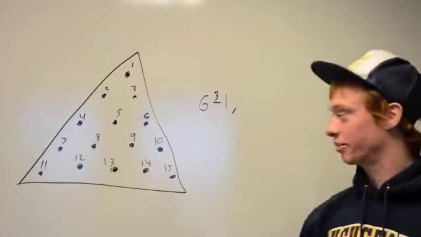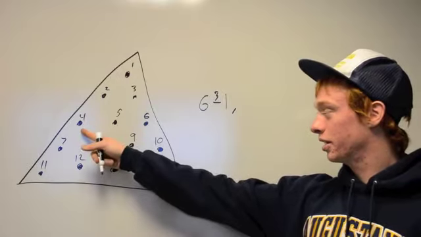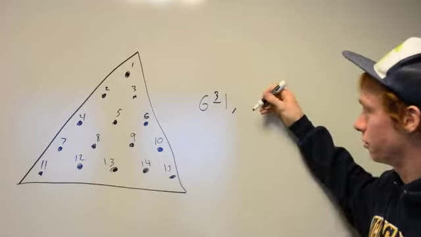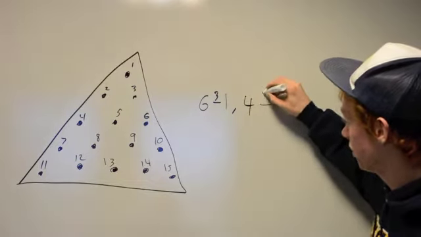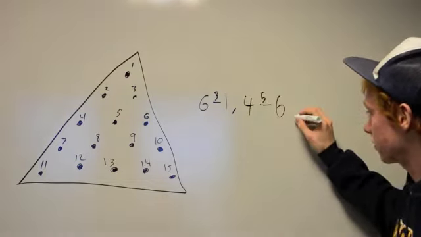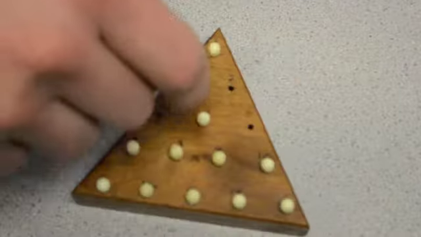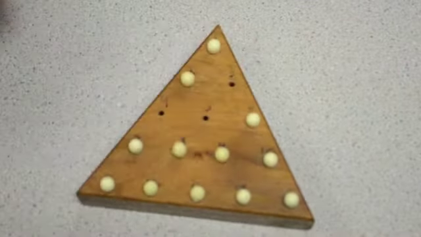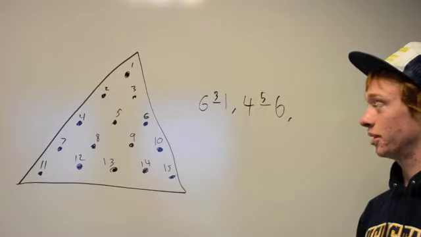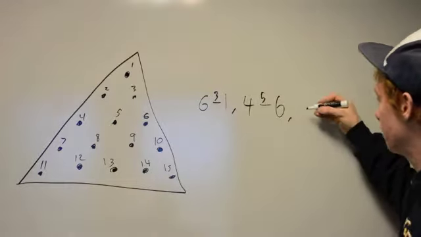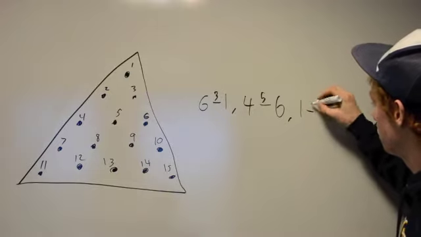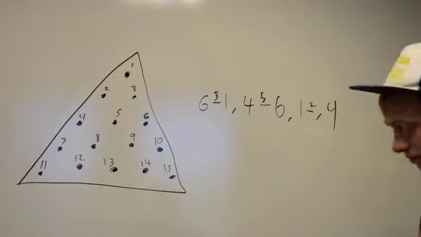Another example of a move that I could make is from going from the 4th peg to the 6th peg by jumping over the 5th one, written 4, jump 5, go 6. The next move you can make is going from the 1 peg to the 4 peg by jumping over the 2 peg, written 1, jump 2, go 4.